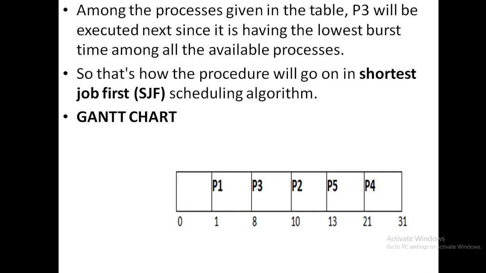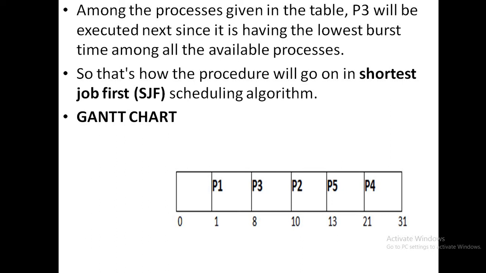This is the Gantt chart. First, the slot is empty because no process arrives between 0 and 1 millisecond. After 0 to 1 millisecond, P1 will arrive and it will execute up to 7 millisecond. That means 1 plus 7 is equal to 8. After that, P3 will arrive and P3 will execute 2 millisecond. That means 8 plus 2, that is 10 millisecond.